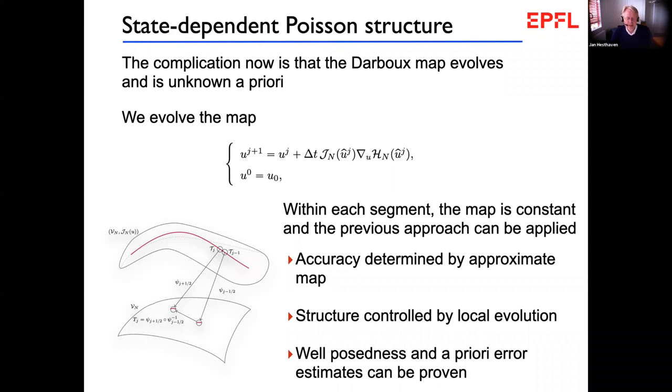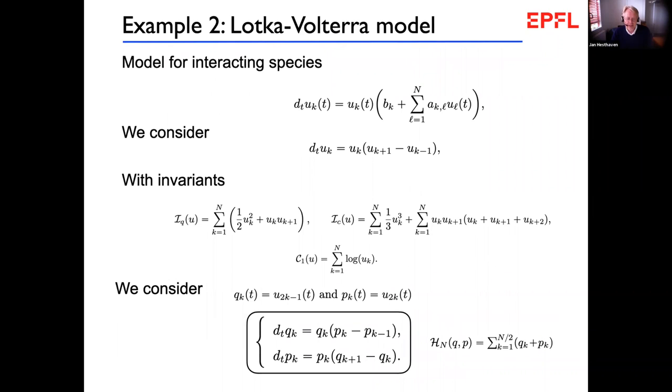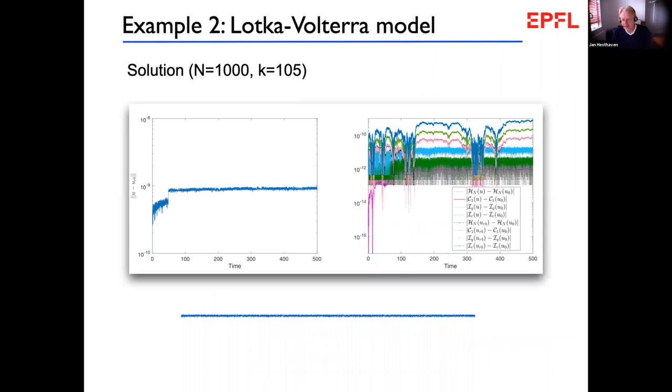You can prove well-posedness and so on of the approach. Just to give you one example, this is a model that is used for interacting species. Again, you can write it in Hamiltonian form. It's written below, and you can see now you have products of Q and P at different time steps, and the Poisson bracket is no longer simply a constant, but rather depends on the state variables. And there's one Casimir. Well, there are several, other Casimir integrals. But again, it works very well. You have basically preservation of the Casimirs and the Hamiltonian again over long time evolution.